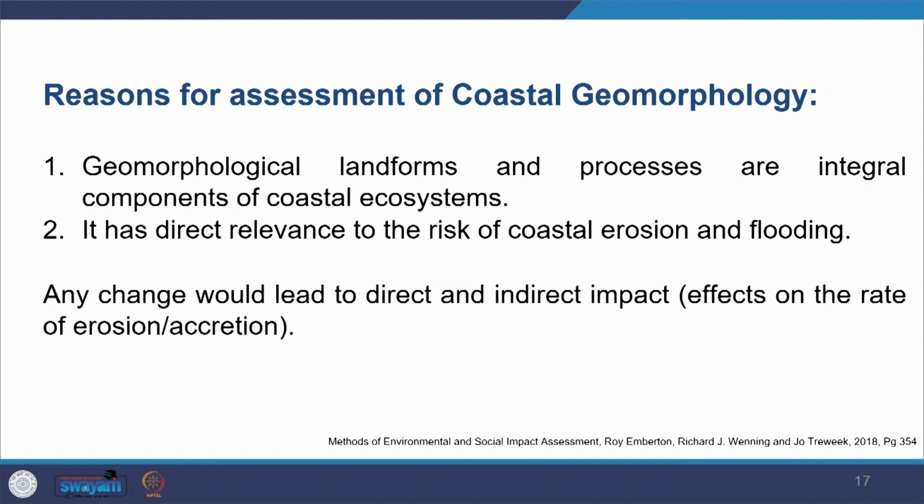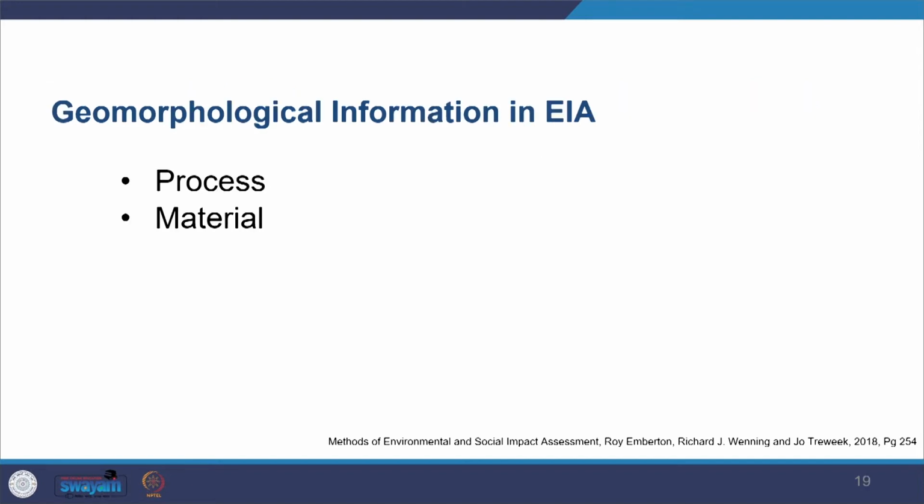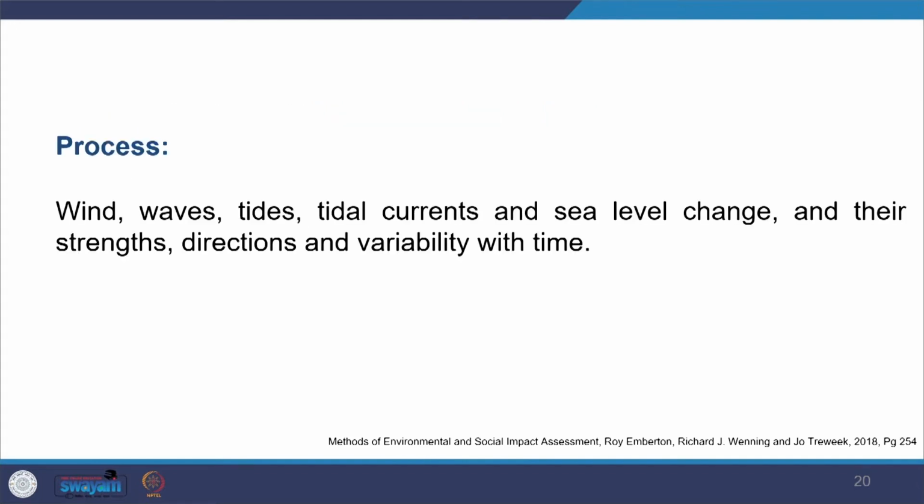So for EIA, if you look, you need two geomorphological information. That is, one is process and the other is the material. So for the process information, that includes you look at marine forcing factors which are present in the process, like you look at the wind, waves, tides, tidal currents, and sea level change. And you also look at their trends, in which direction they are going, and then how they vary with time, how the variation is.